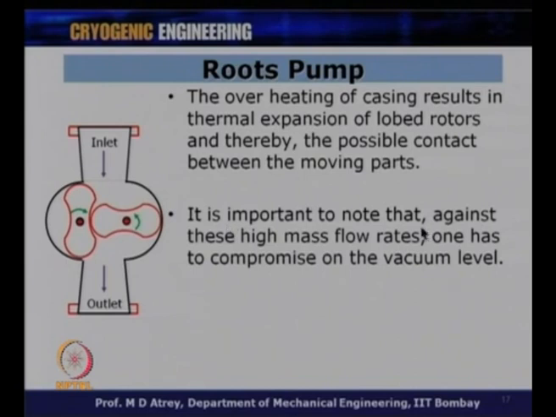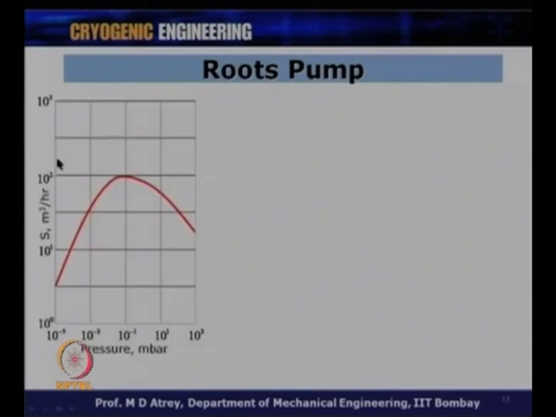It is important to note that against this high mass flow rate, one has to compromise on vacuum level. So, if you have a very high mass flow rate, you will not get good vacuum. You cannot get to a very low vacuum. In that case, you can get rough vacuum, and you can have very high mass flow rates in the Roots pump. That can be seen from here also. This is the Roots pump's characteristics.